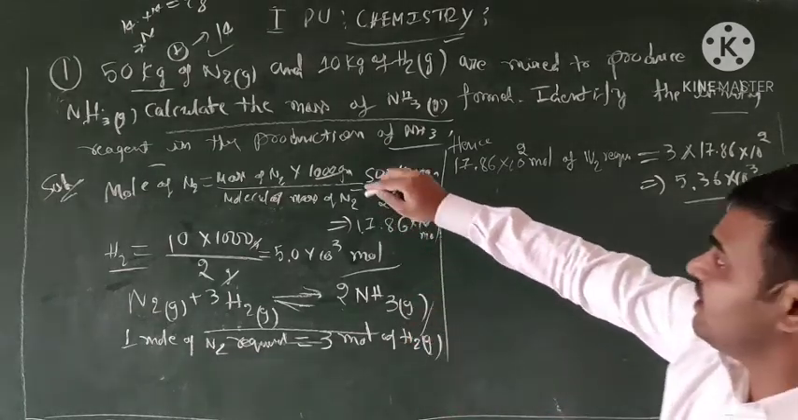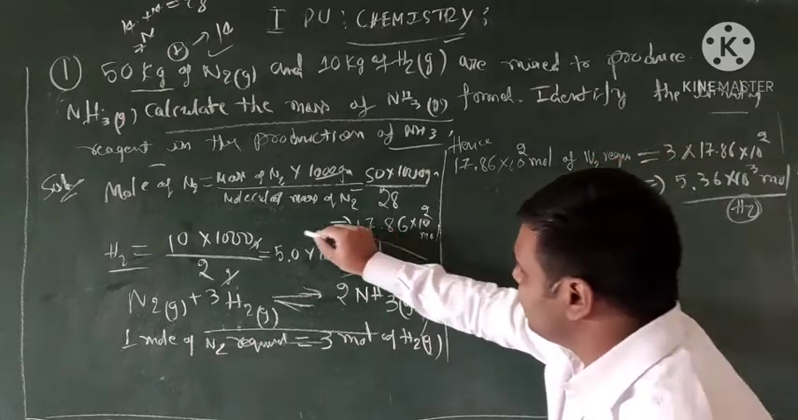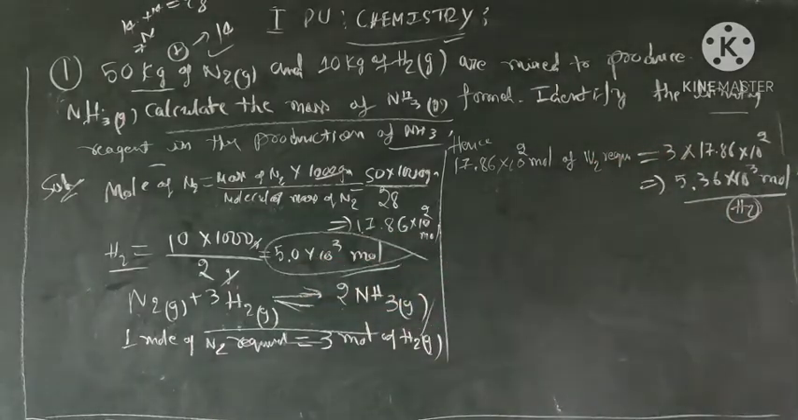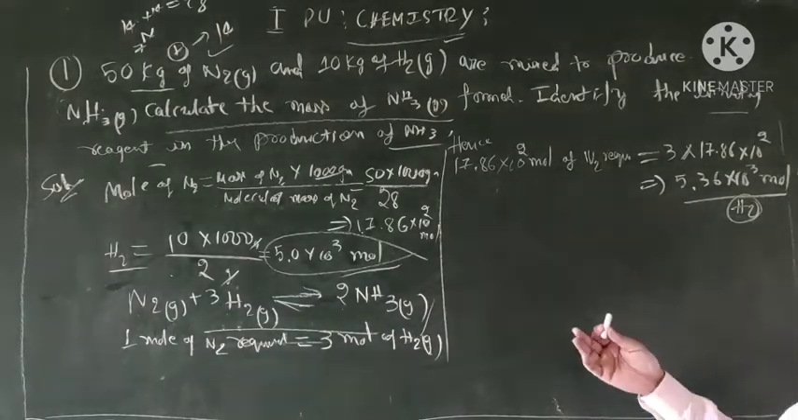Okay, this is the value of hydrogen. But in the equation, what do you get? The value is 5.0 of hydrogen. But it is calculated how much hydrogen is required.